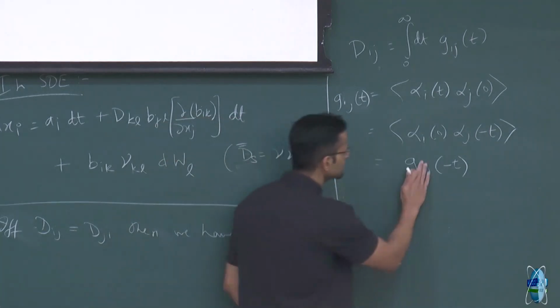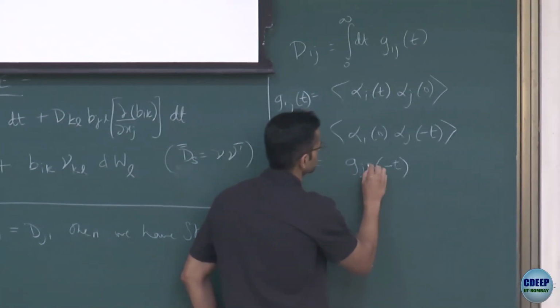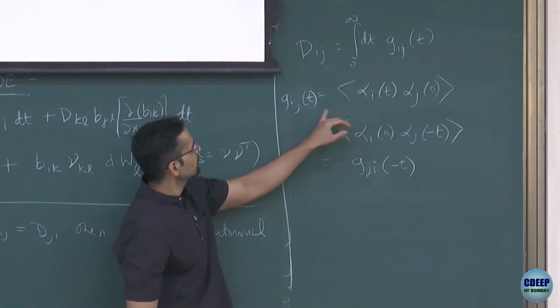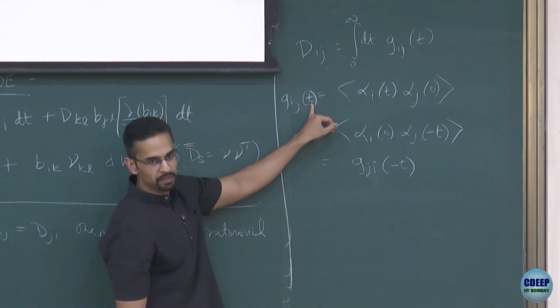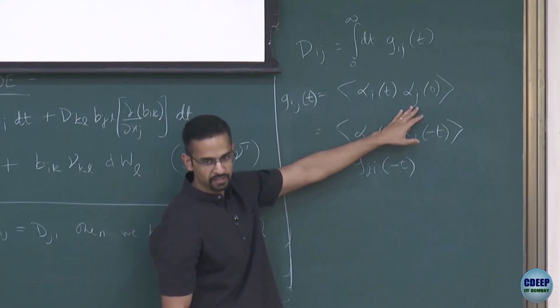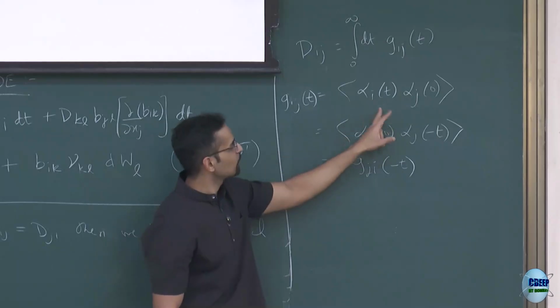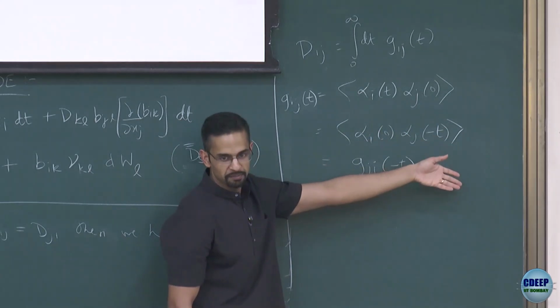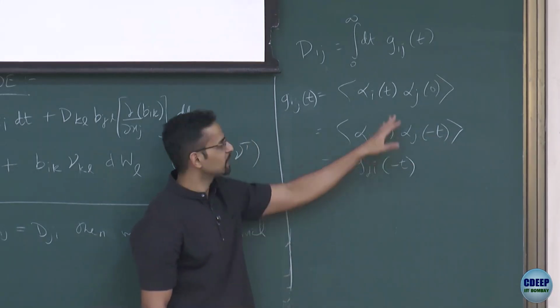Sorry, yeah, so it's Gji. Right, so remember, it's a two-part thing, right? I means I evaluated at time t, and j is evaluated at 0. That is the definition of Gij. I then said, okay, this quantity must be the same as taking j at some minus t and alpha I at 0. That is fine, right?